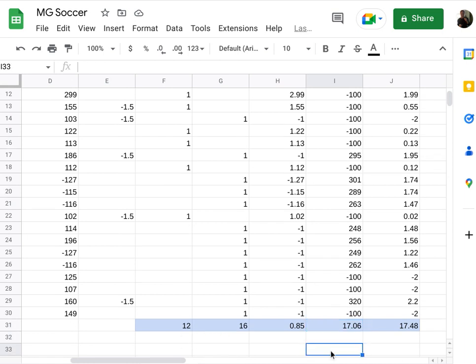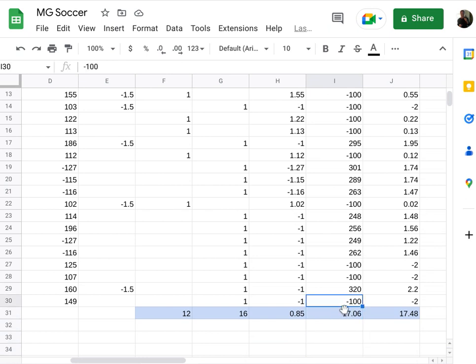And what we do know is there were 28 matches, and there were 12 that drew. So if you take, let's see here, 12 divided by 28.